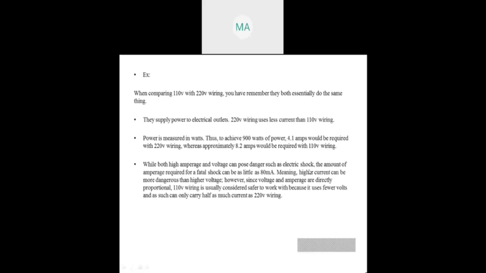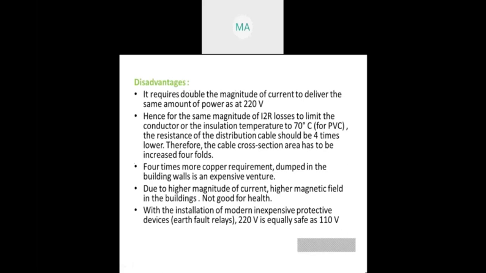The wiring may be damaged, because of the current it carries, and it will damage the conductors. There is some problem. Both amperes and voltage can pose danger, such as electrical shock. If you get an electrical shock at 220 volts, you are affected by 4.1 amperes. If you get an electrical shock at 110 volts, you will get more severe cases, and it may even burn the skin. You can see the consequences, the danger, in this manner.